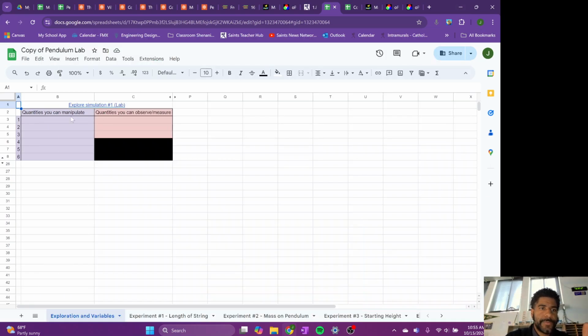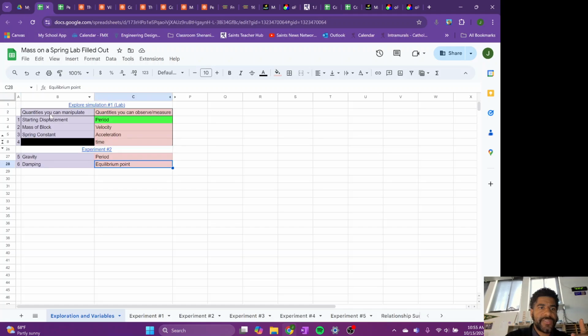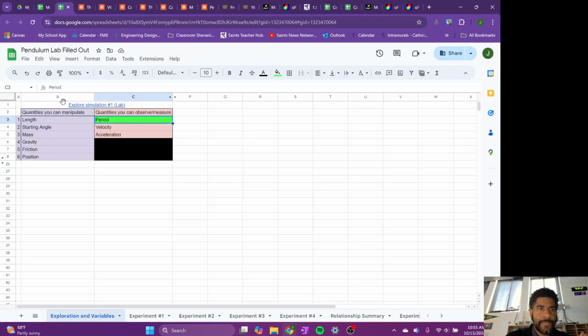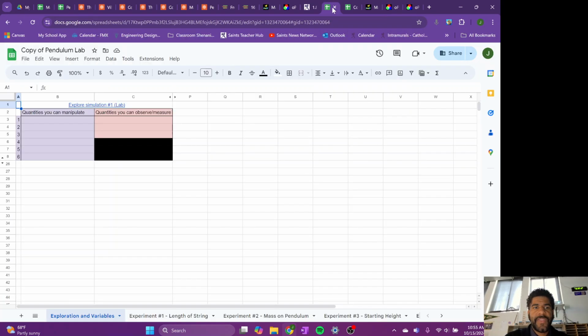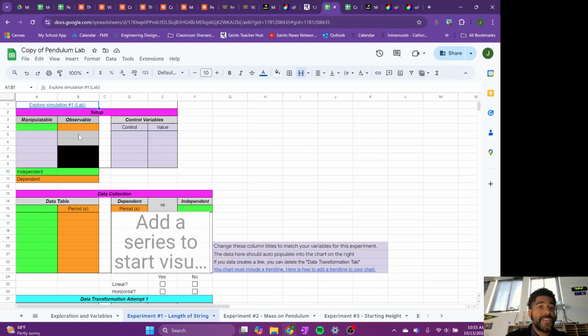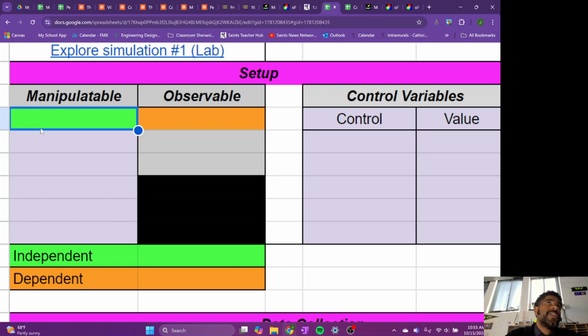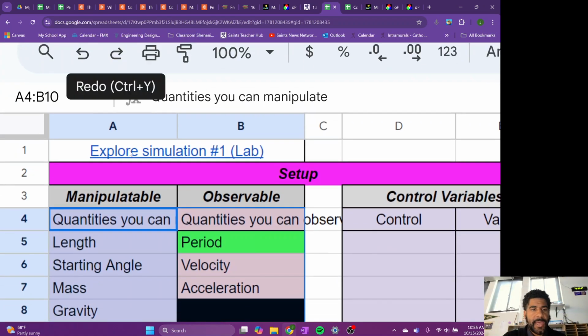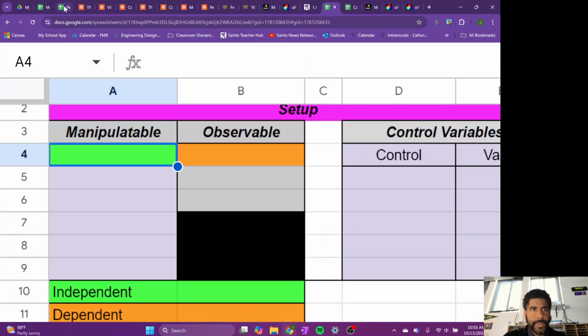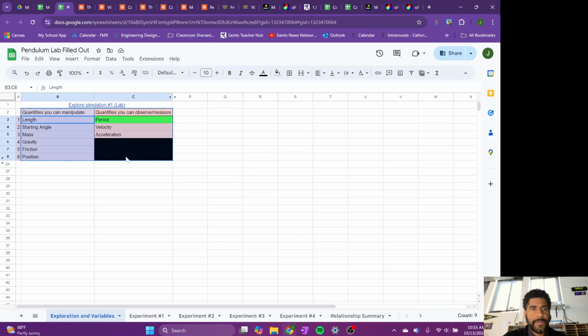To fill this out, what you need to do is take your list of variables that we had. I'll take our list of variables, and then on the next tab, or in all of these tabs, you are going to fill it out. All of these down below are the different variables that you can manipulate. And then these are the different variables that you can observe. So for the pendulum lab that we just had, let me just take these ones right here. It should be easier for you to copy and paste these.